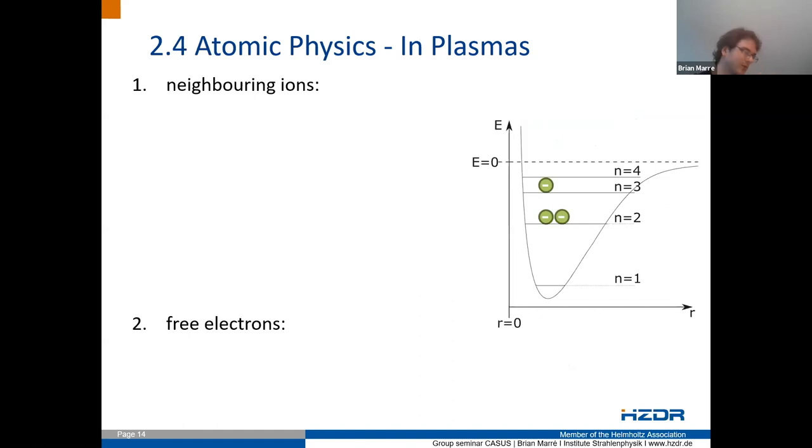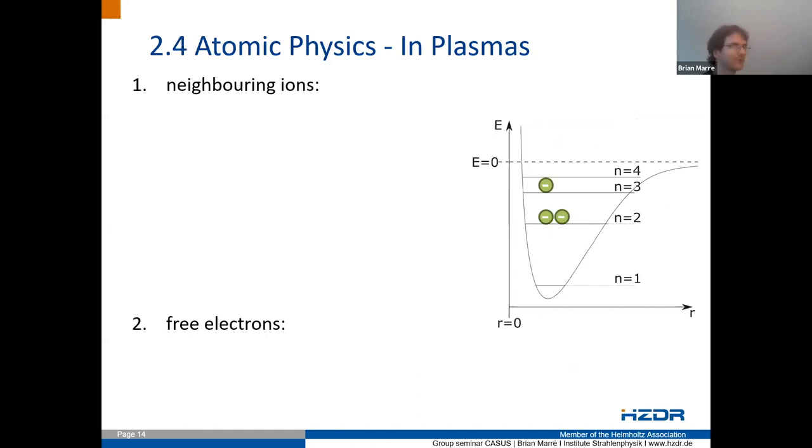Okay, that was the general introduction to atomic physics using the general classical approach. In plasmas, we have the added difficulty that normally in atomic physics, you simply deal with one atom and describe it as a closed system, which doesn't interact much with its environment. In the plasma, that's not really feasible.